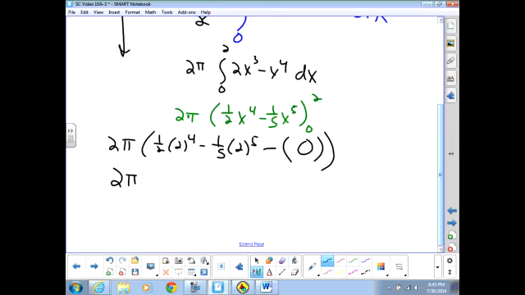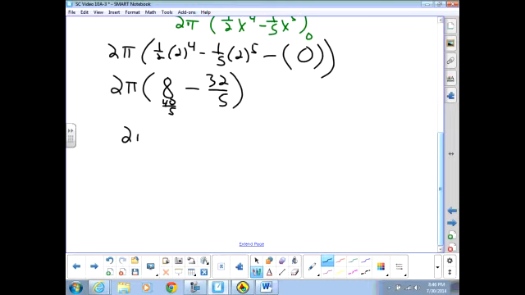So we'll have 2 pi, 2 to the 4th is 16 times 1/2 is 8. 2 to the 5th is 32 times a negative 5th is negative 32 fifths. Well, 8 is really 40 fifths. 40 fifths minus 32 fifths is 8 fifths. So we have 2 pi times 8 fifths, which will give us 16 pi over 5. That is the exact volume of our region when it is rotated around the y-axis.